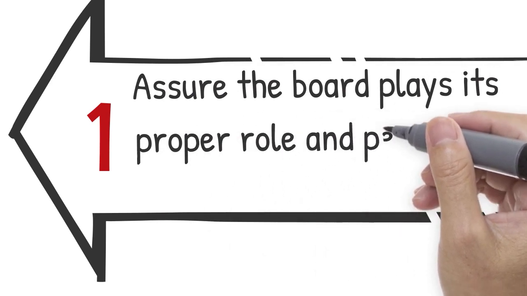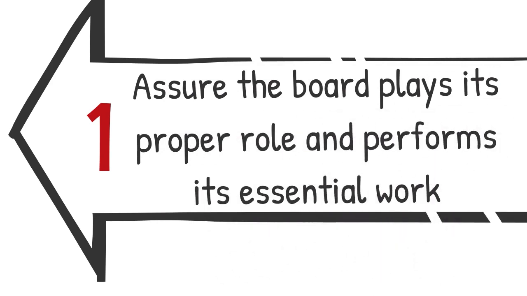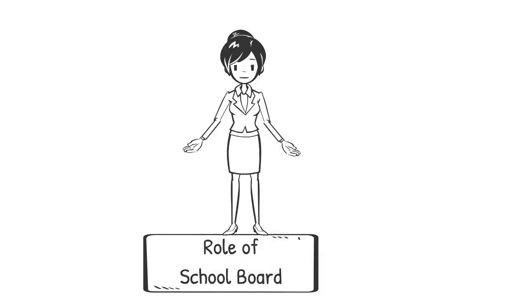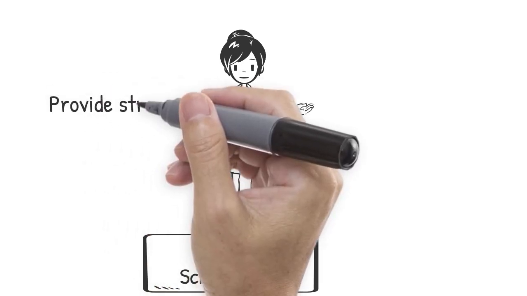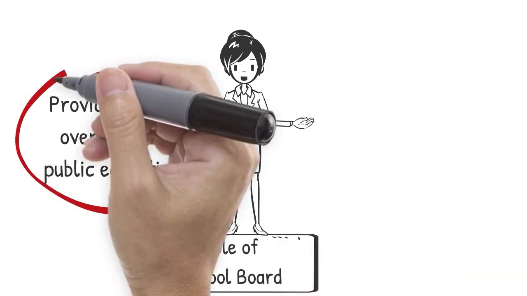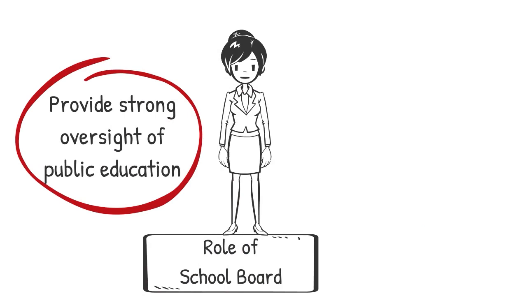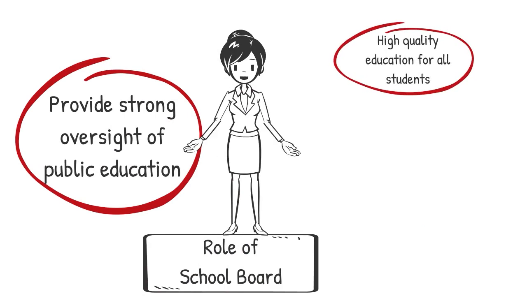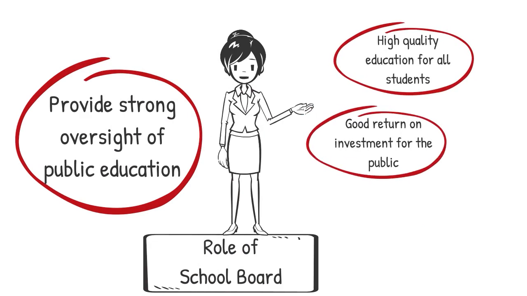In order to be the facilitator of the board's work, it's important to understand the role and essential work of the school board. The board is the community's trustee and provides strong oversight of public education by ensuring a high-quality education for all students, a good return on investment for the public, and that the system operates effectively and ethically.